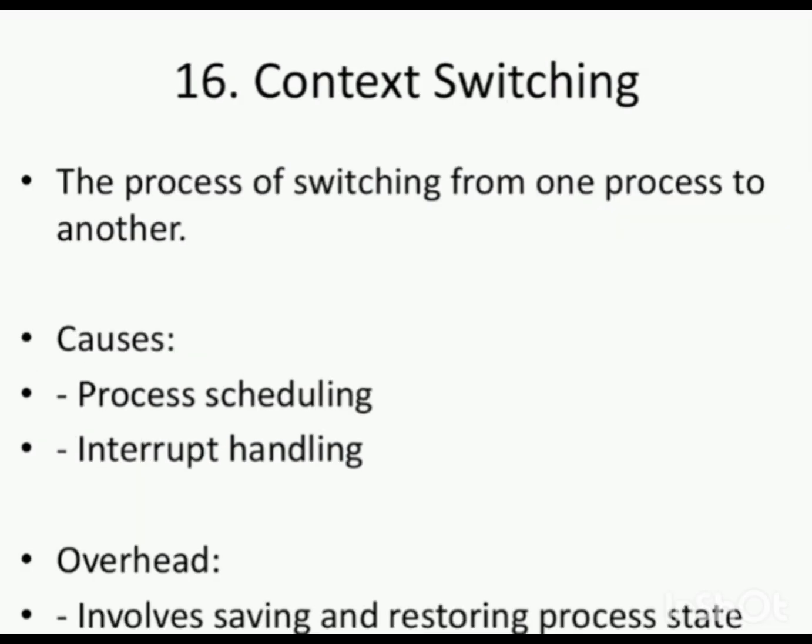Next, context switching: the process of switching from one process to another. Causes: process scheduling, interrupt handling. Overhead: it involves saving and restoring the process states.